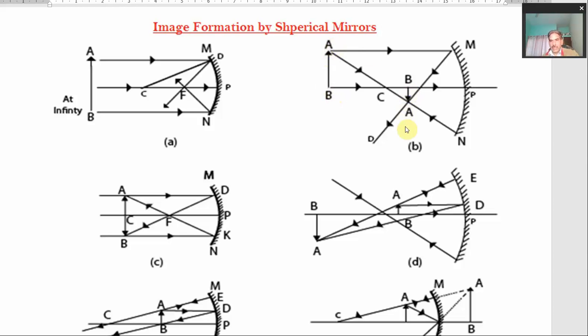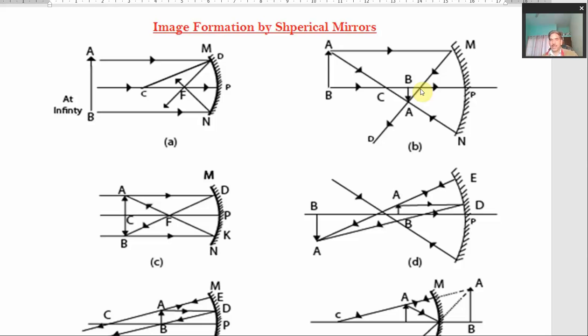So this is how the second case takes place. In the second case, the object is lying beyond C at some finite distance, and the very first thing to tell is where the image is formed in this case. In this case, the image is formed between C and F. It is C here and it is F here. So whenever the object lies at some finite distance but still beyond C, its image will always be formed between C and F, the center of curvature and the focus of the concave mirror.